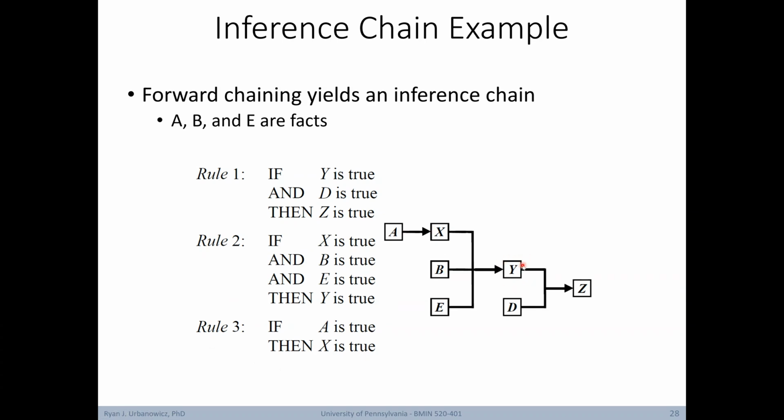To show that Y is true, we need to show that you have X, B, and E, which is why they make up this level. These allow us to add Y. All we need at this point to get to Z is to show that D is also true. Maybe we've designed our expert system to go ahead and ask the user at this point if D is true or not to see whether we can conclude Z. Or perhaps it's not true and we can't conclude Z.